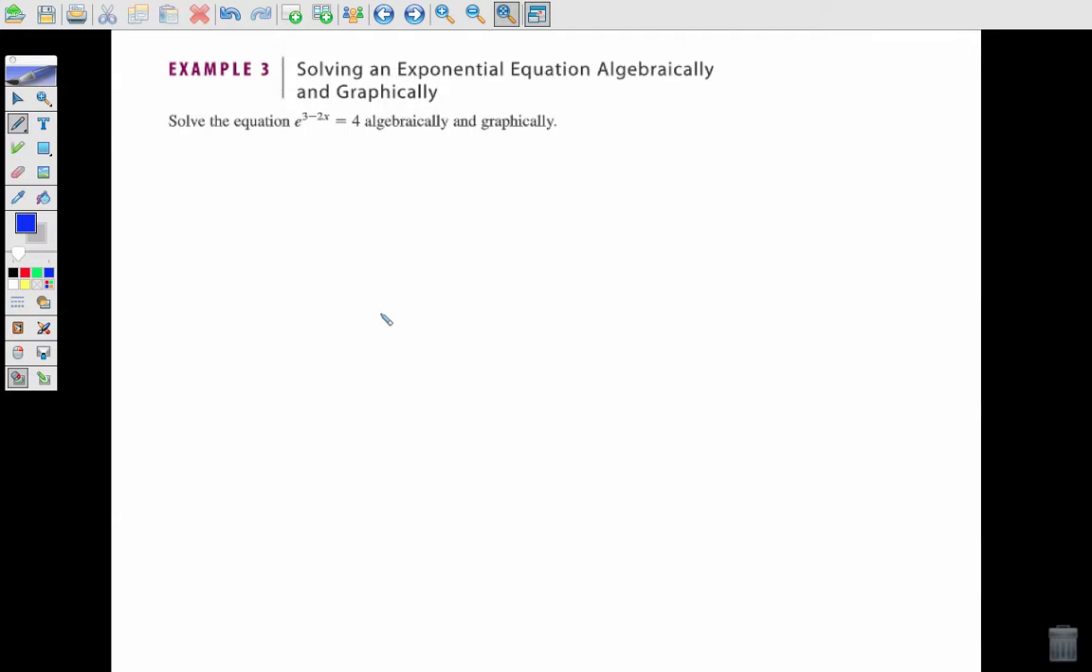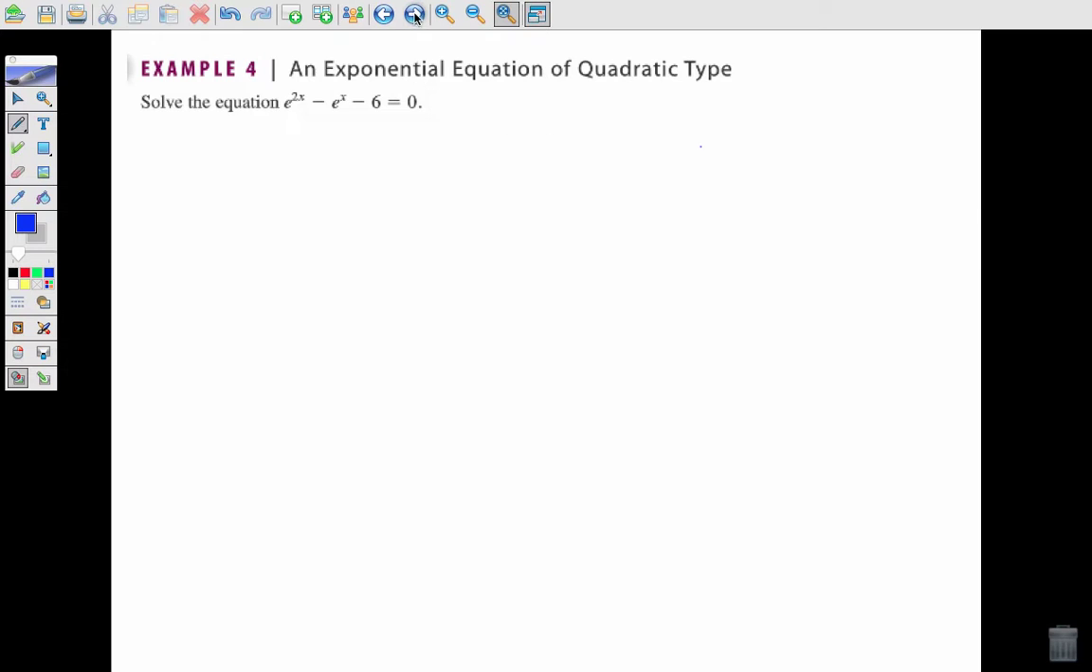All right, example 3 says to solve graphically and algebraically. Actually, we're going to skip this one and jump to example 4. When you have something like e to the 2x and an e to the x term, you're probably looking at factoring. When you have more than one exponent, it's set up like a trinomial. You want to think about factoring. That is going to be our first step here.